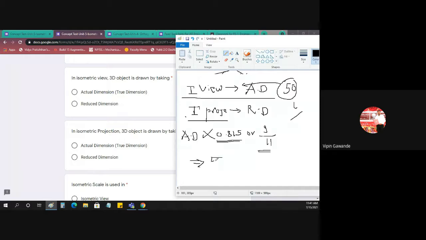But for the isometric projections, we are multiplying that 50 by 0.815. So the dimensions get reduced here. It will come to something like 49 point something, whatever the answer is there. It is not 50, but it gets reduced. So reduced dimensions are used in isometric projection.